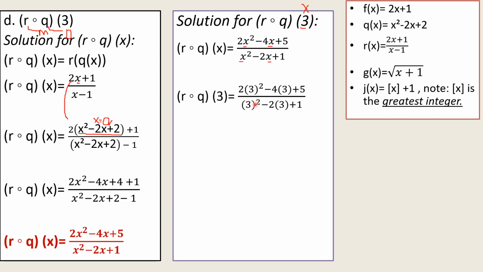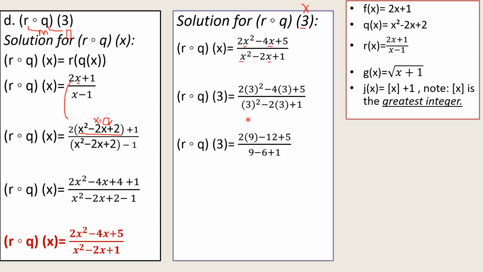Let us first do everything with exponents, then multiplication. So, 3 squared becomes positive 9, times 2. I just copied it. Then, minus 4 times 3 is negative 12. Then, plus 5. All over, 3 squared is what? 9. Minus 2 times 3, 6. Then, plus 1. Okay, please double check.